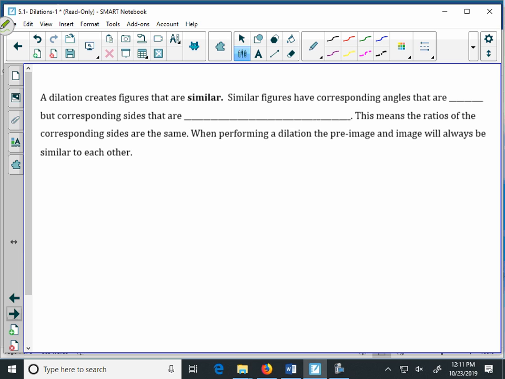Well, when we do a dilation, dilations create similar figures. Similar figures have corresponding angles that are congruent. So their angles are still going to be the same. After you do a dilation, angle measurement is still preserved. You didn't change how wide the figure is. You changed how big or how small it is. But because you did change the sides, they're not the same. They're what we call proportional.